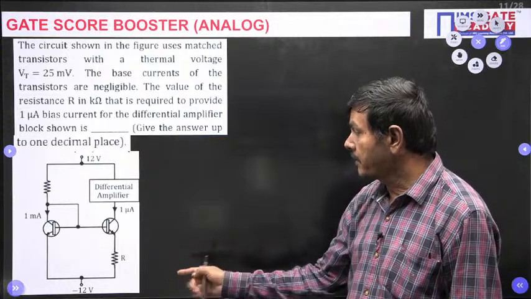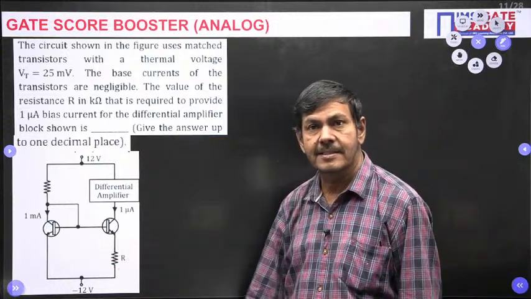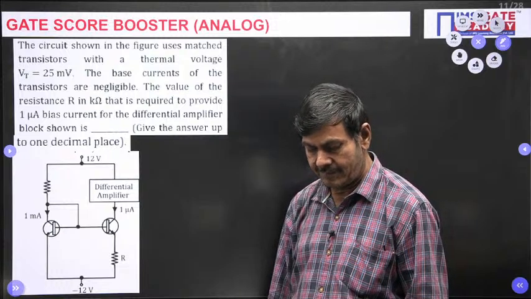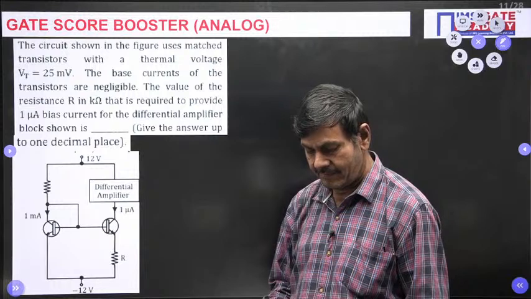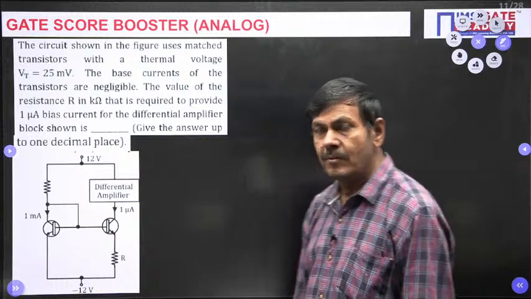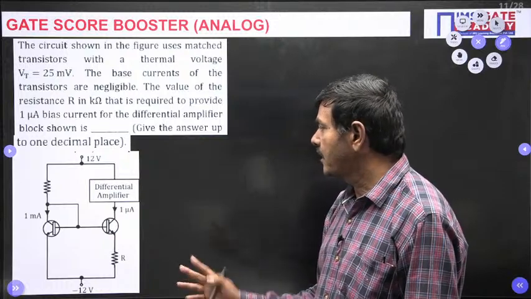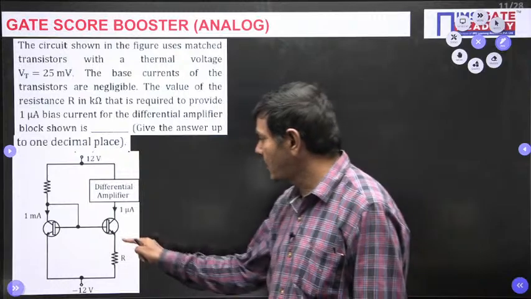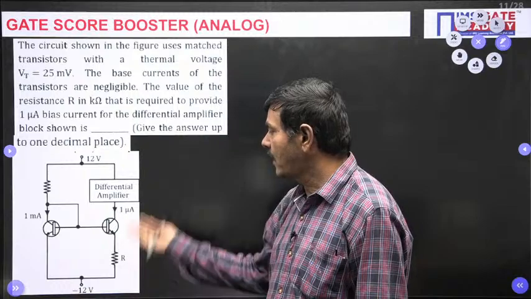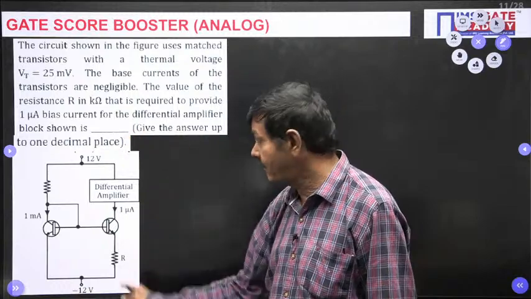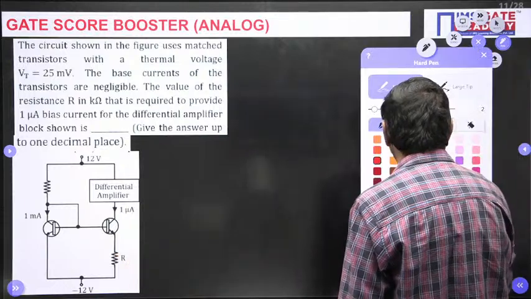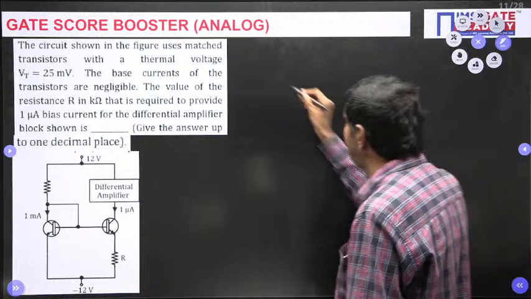This is also a current mirror, but resistance R is given. You will find two types of current mirror biasing circuits in problems: without R and with R. Without R we have done a problem already. With R, whenever R is given like this, there is a formula for that.